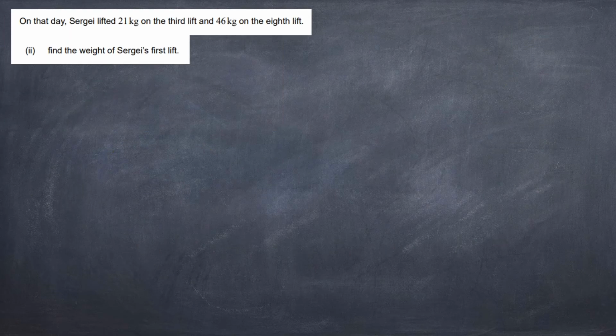Here the next problem is that on that day he lifted 21 kg on the third lift and 46 kg on the 8th lift, which we have already discussed. Find the weight of his first lift. We assume that L1 is the weight of the first lift. So L1 plus (3 minus 1) into d. In the previous slide we found d to be 5, the common weight that is added.